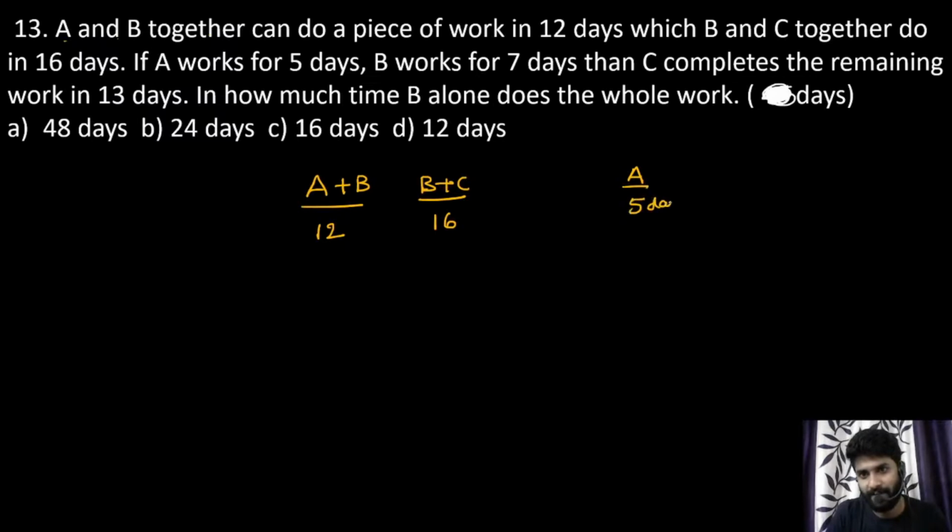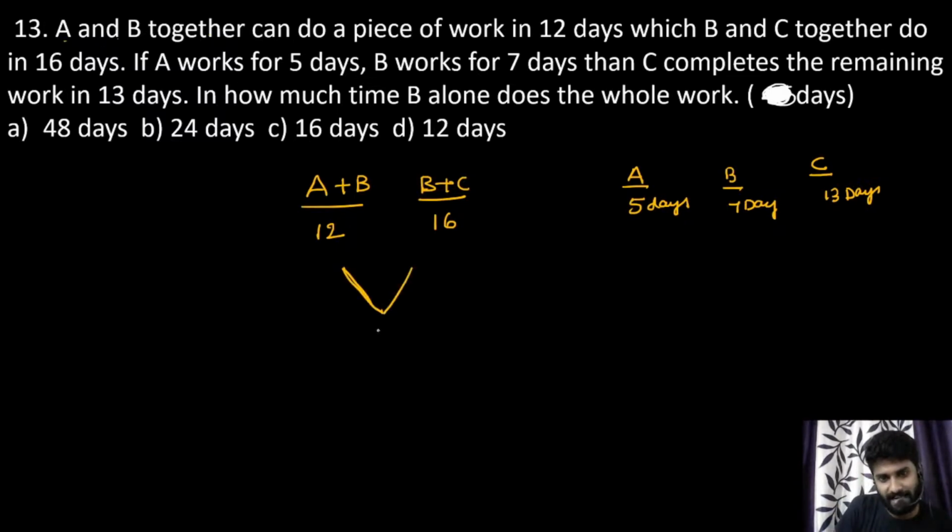A working for 5 days, B working for 7 days, and C completed the remaining work in 13 days. Means C alone. A alone working for 5 days, B alone working for 7 days, C alone working for 13 days. Now, first of all, I just find the total work. So, total work is exactly equal to 48 units. So, B and C together 3 units, A and B together 4 units.